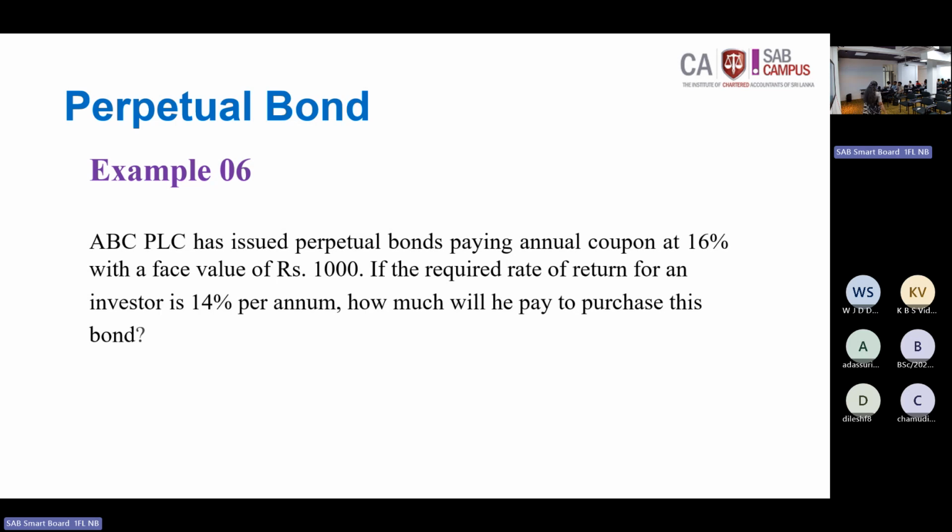Right. Question number 6, a very simple question. Coupon payment is 16%, face value is 1000, required rate of return is 14%. So this is a perpetual bond, right? You have to understand the type of bond first. Then based on that, you identify what the cash flows relevant for that type of bond are. That is how you can value the respective asset.